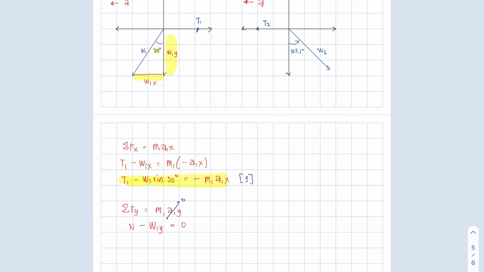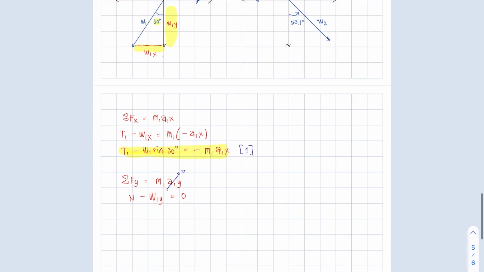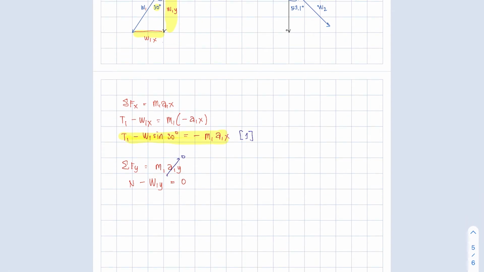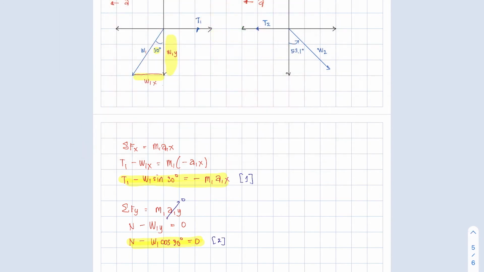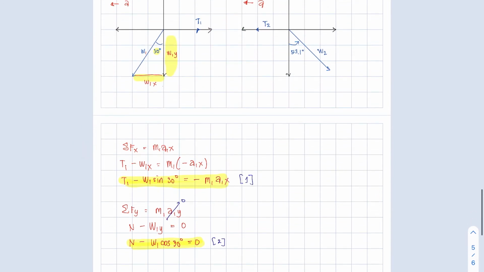And then, of course, as I've said, once the x component is given by the sine function, it's automatic that the other component of your weight should have the alternate trigonometric function. If this is sine, therefore, the second one will be given as W1 cosine of 30 degrees is equal to 0. So this will be your equation 2. And I think this will not be very helpful for the problem, but let's just write it there.